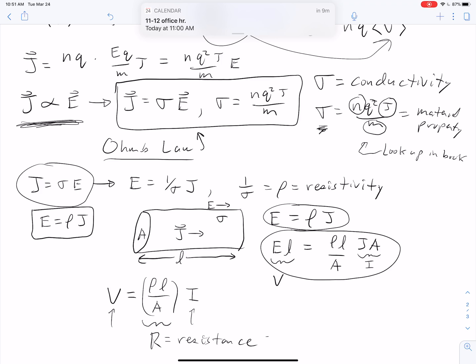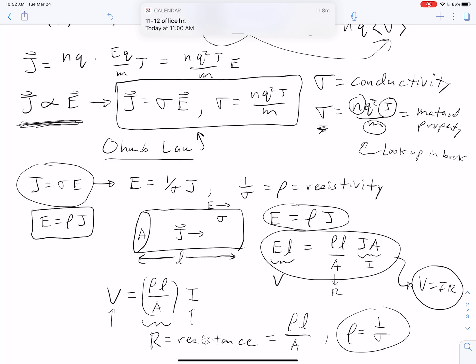The resistance of a wire is equal to rho, the resistivity, times the length of the wire divided by the area of the wire, where rho is simply the resistivity, 1 over sigma, the conductivity. Okay, and so now we see that this becomes R, and this becomes I, and so this then leads to our famous V equals IR, Ohm's law. Okay, so we've derived Ohm's law.